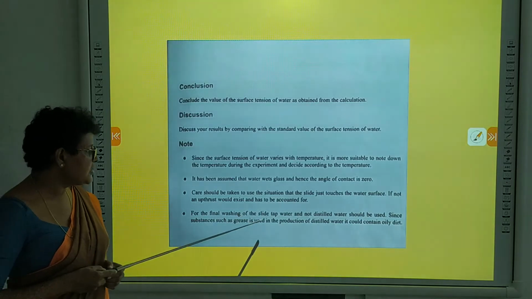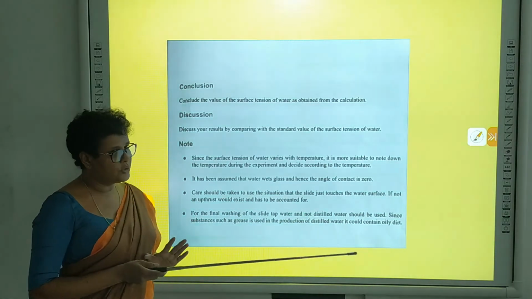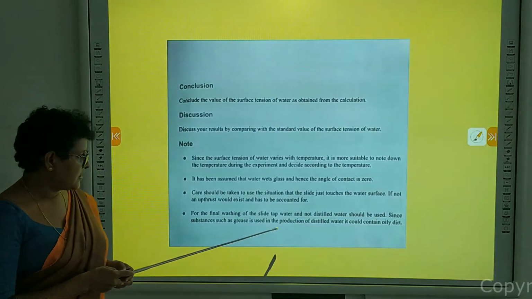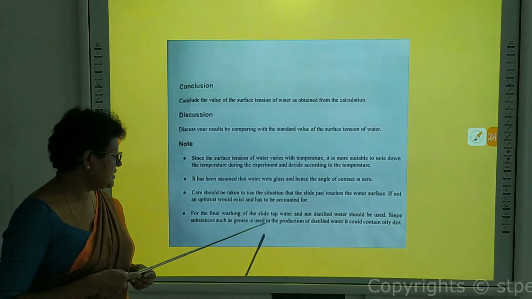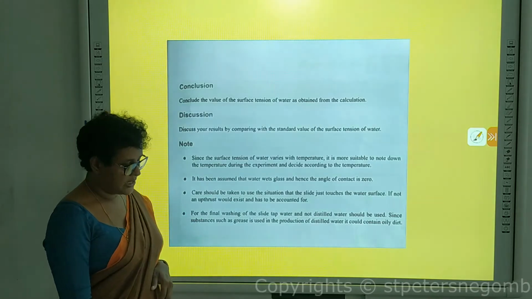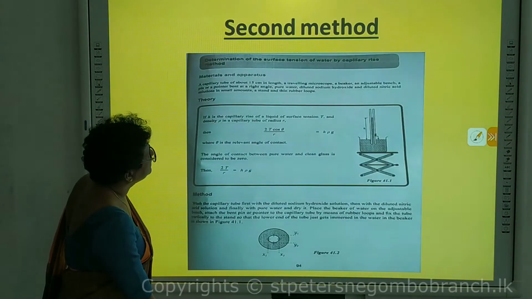For the final washing of the slide, you have to use tap water, not distilled water, right? Because substances such as grease are used in the production of distilled water, it could contain dirt. Right? Clear? Now look here.